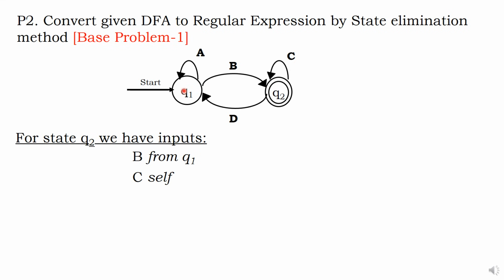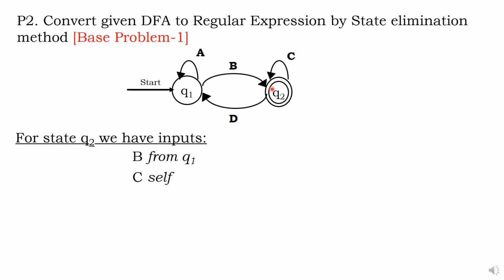How many arrows are coming towards Q1? There is one arrow here. This arrow is very simple: A, self loop. What about this arrow? From Q2 it is coming. No, sorry. Q2 is not the starting point. Q1 is the starting point. So start from here.